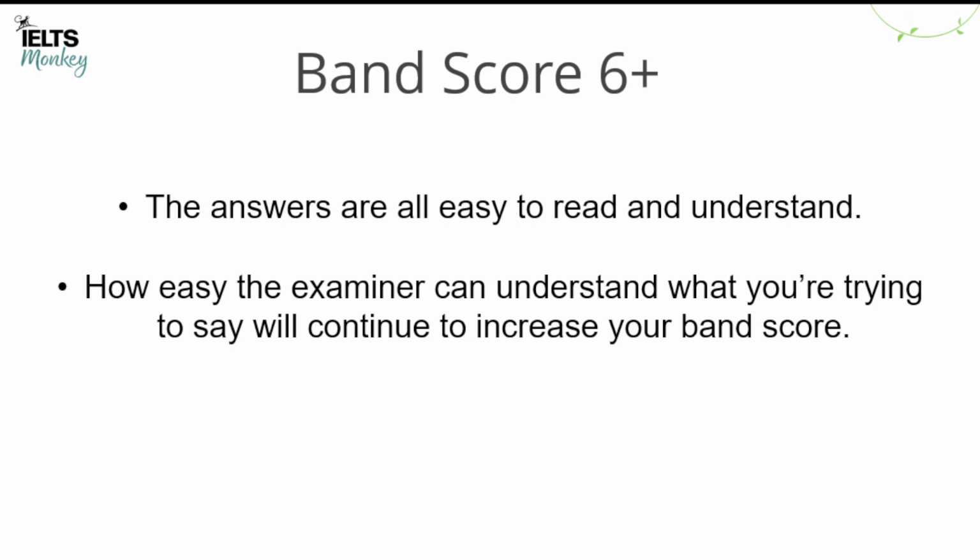The answers are all easy to read and understand, and as we go up in the band scores, 7, 8, and 9, the level of easiness is going to be better and better and better. Again, because this is just one part of a band descriptor, we're not going to go into all the specifics. It's a little bit too narrow of an idea right now, but we'll do more of that when we talk about coherence and cohesion, the cohesion part.